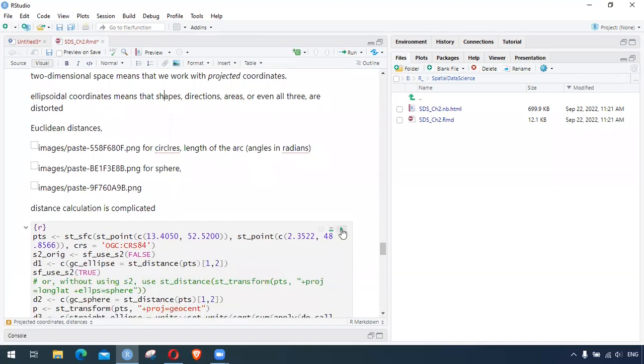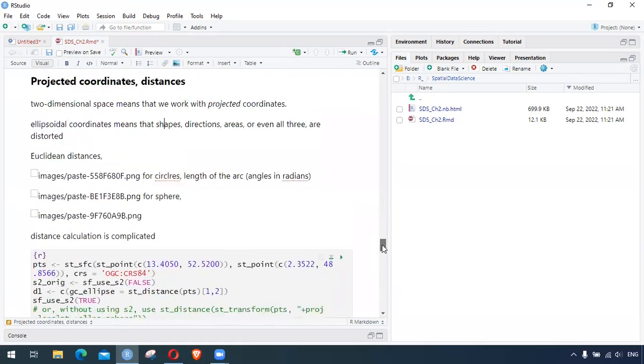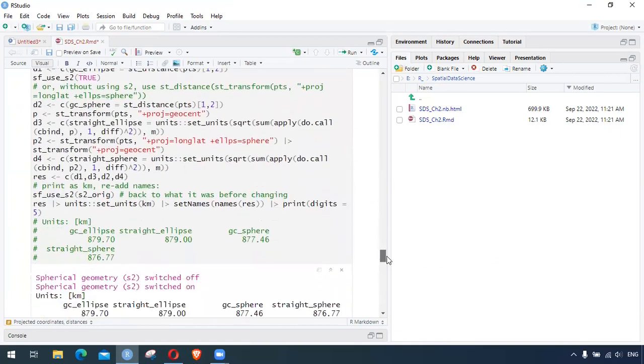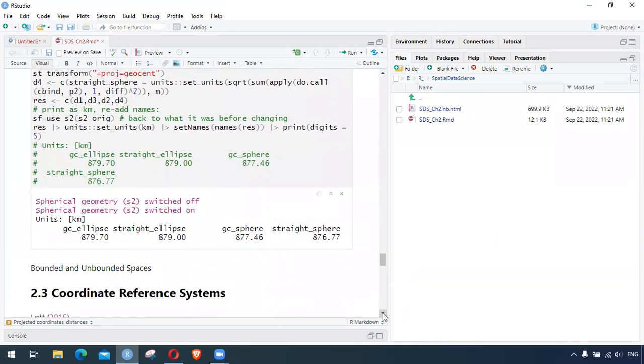And the distance calculation gets complicated with different types of coordinate systems, just to show that we have different lengths. And there is some concept of bounded and unbounded spaces.